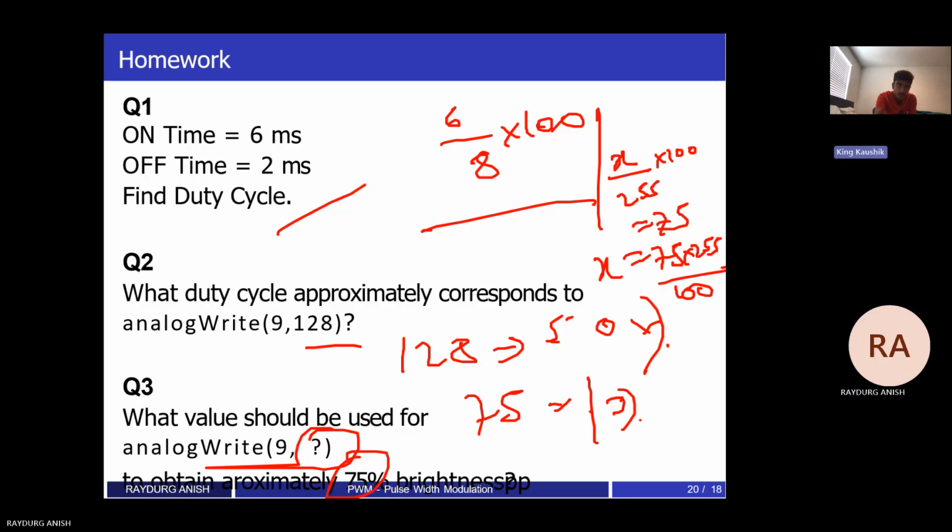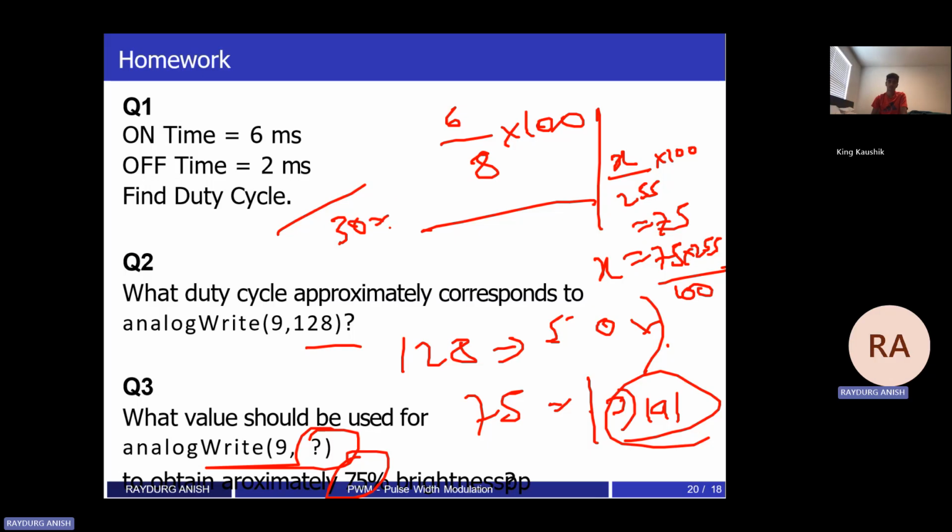75 into 255 divided by 100. So 75 into 255, which would be 191. Exactly. Now you understood, right? How to do the reverse calculation as well.